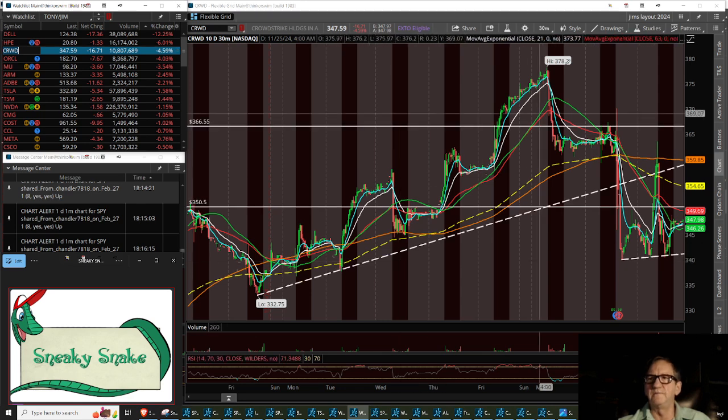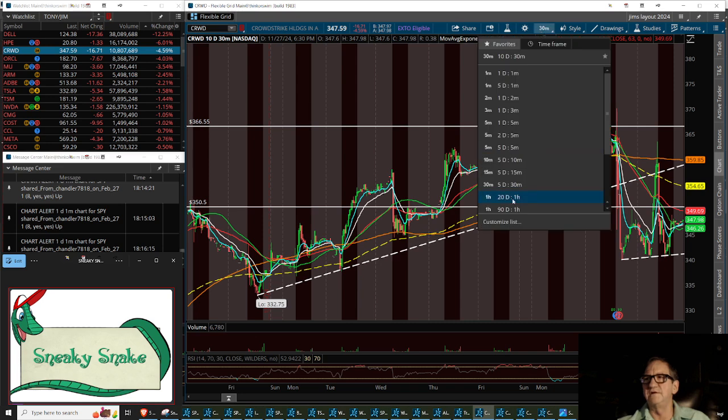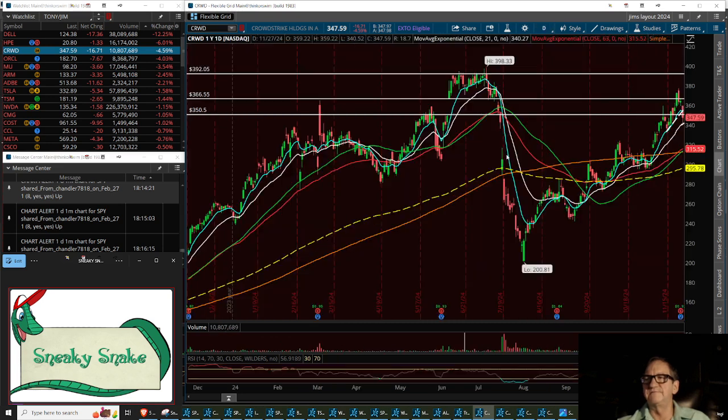CrowdStrike, another pump. This thing was pumped hard into earnings. Let me show you what I mean. They loaded up on this stock. This stock had real bad news. And then three months later, it's back up here again at a head and shoulders. That's a head and shoulders. But it had real bad news. It had a breach, with Delta.